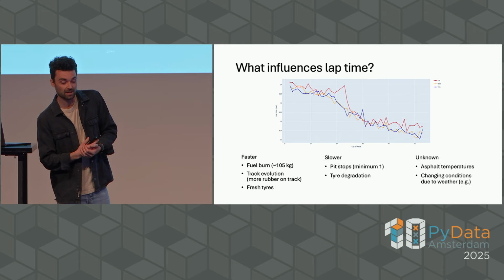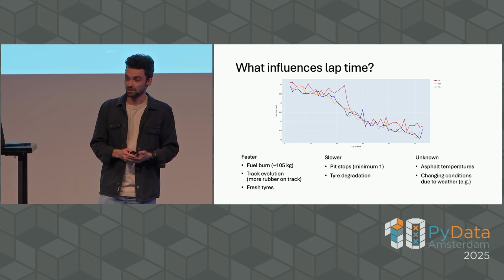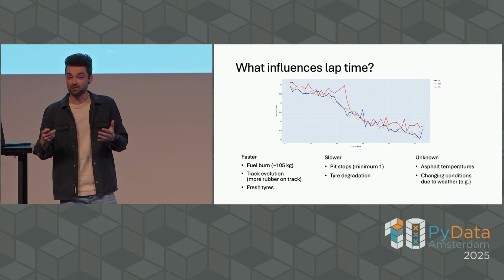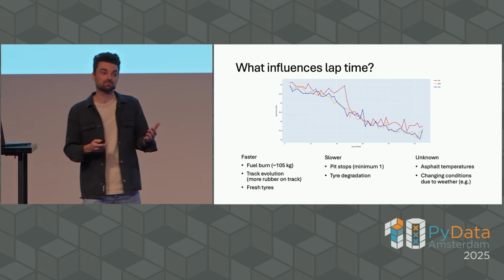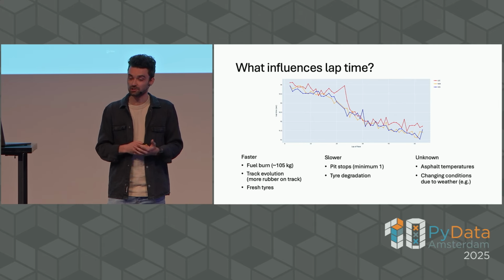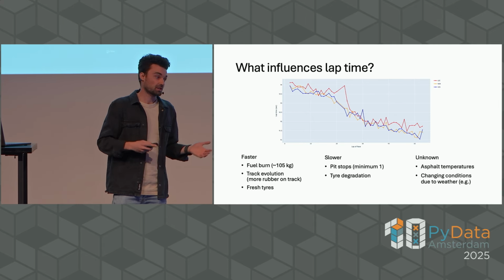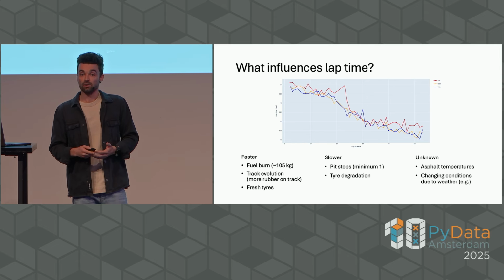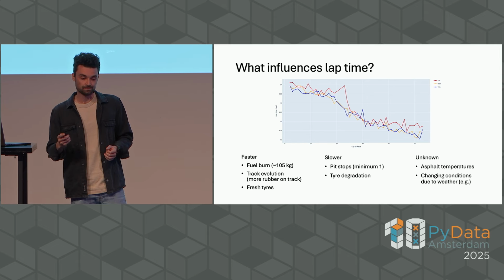And then there's unknown factors such as asphalt temperatures. Higher temperatures typically mean more grip, but maybe also more tire wear, so it's not always obvious what it does to the performance of the car. And of course, there's external elements like the weather. It can be rainy, it can be sunny, it can be cloudy, all affect the performance of these cars.